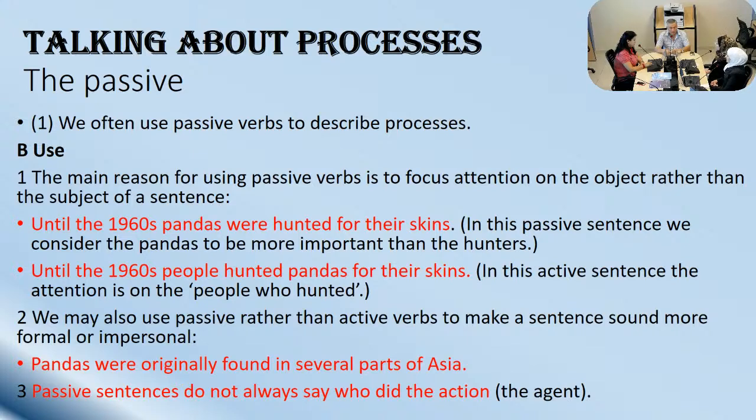Number 2, we may also use passive rather than active verbs to make a sentence sound more formal or impersonal. Pandas were originally found in several parts of Asia. Number 3, passive sentences don't always say who did the actions, which means the agent.